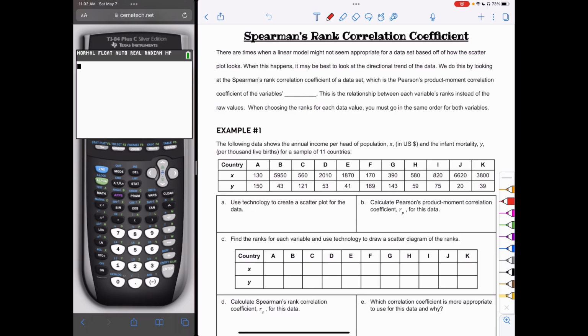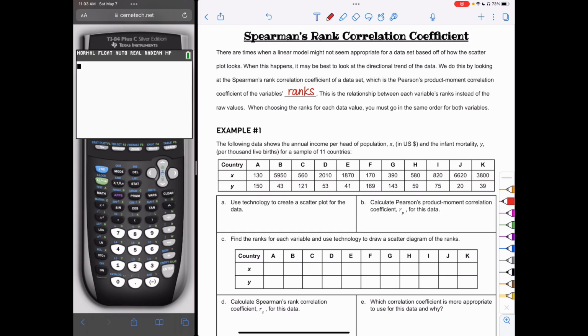In order to do this, we look at what we call the Spearman's rank correlation coefficient of a dataset, which is nothing but the Pearson's product moment correlation coefficient of the variables' ranks. This is the relationship between each variable's ranks instead of the raw values. When choosing the ranks for each data value, you must go in the same order for both variables. So you must rank your numbers from either least to greatest or from greatest to least.